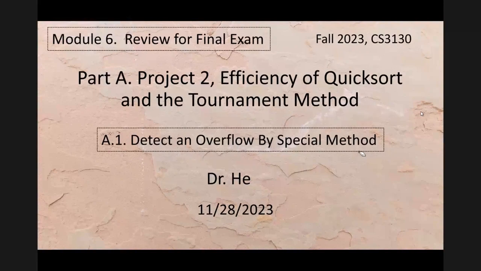In my description document, I didn't say much, and then in class, I talked about it a little bit. But to understand that, I need to give you more information. All right, so that's 8.1, detect overflow by special method.